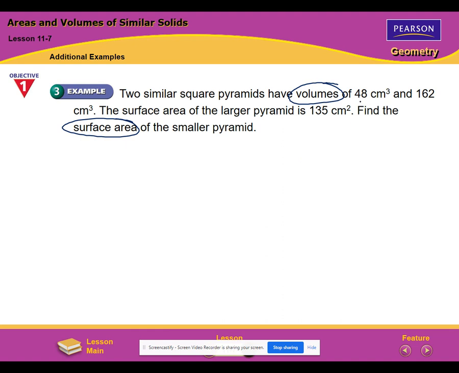So when they tell me that the volume is 48 centimeters cubed and 162 centimeters cubed, I can put that into a fraction that describes volume. Once again, 48 and 162 are not convenient numbers to take the cube root of. So what you're going to want to do is reduce that fraction. It reduces to 8 over 27. And that's fun because 8 and 27 are both perfect cubes. If I take the cube root of that, that's going to be 2/3.